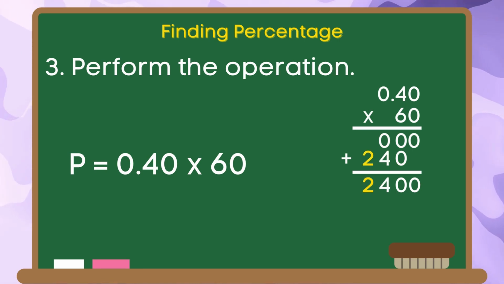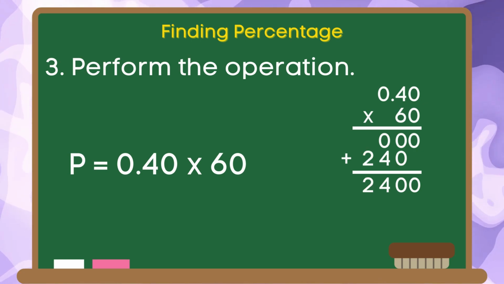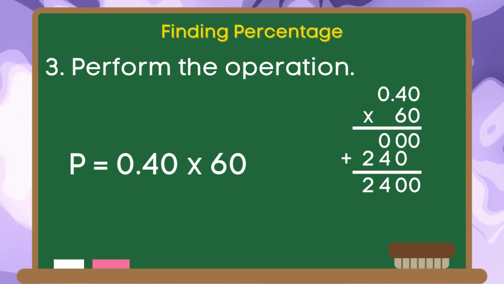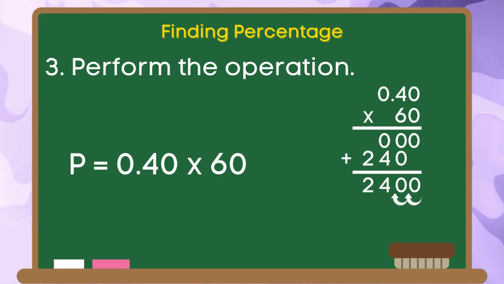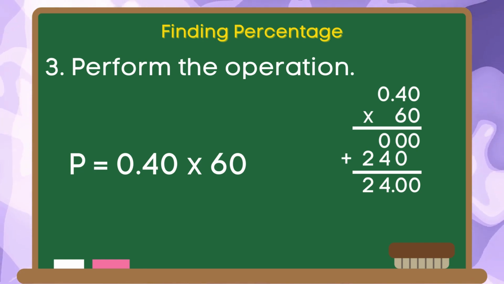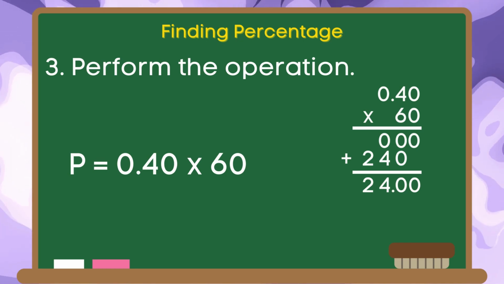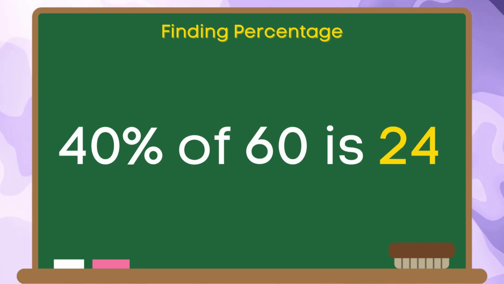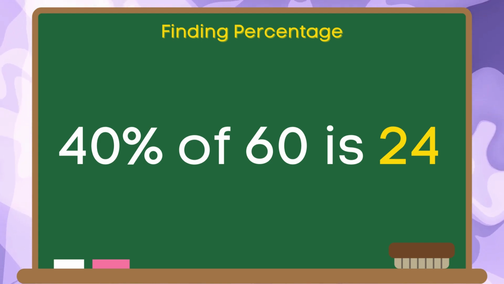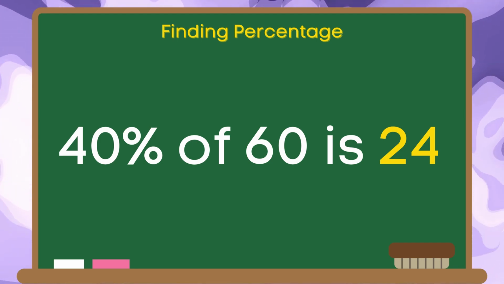Bring down 2. Since our multiplicand has 2 decimal places, we are going to put 2 decimal places in our product from right to left. 1, 2. Therefore, if we get the product of our rate and base to get a percentage, the answer is 24. We can say that 40% of 60 is 24.